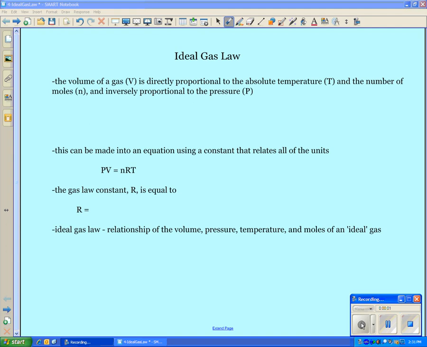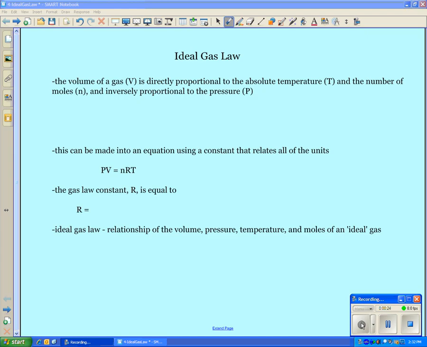In this next lesson on the ideal gas law, we're going to look at the relationship of all of the variables we've considered so far. So that's volume, temperature, moles, and pressure. The volume of a gas V is directly proportional to its absolute temperature T and moles N, and is inversely proportional to its pressure P.